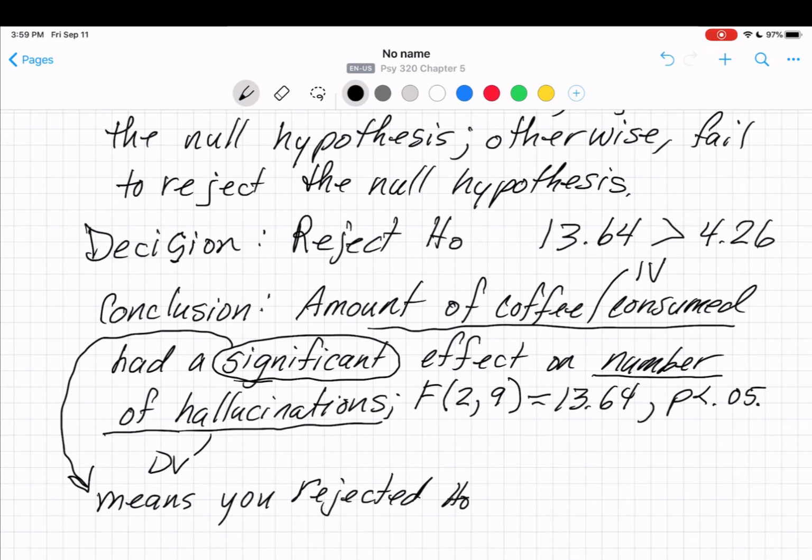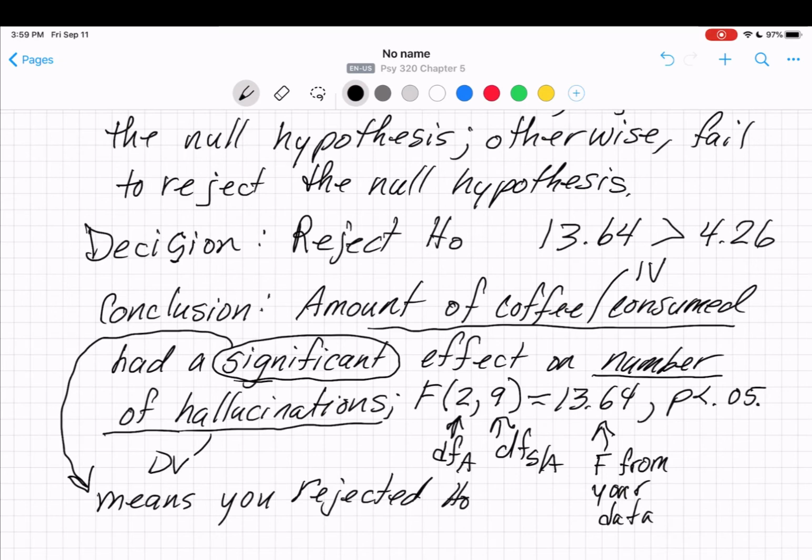All right, then we have the statistical information down here. The 2 is your degrees of freedom for A. The 9 is your degrees of freedom for S over A. The 13.64 is your F from your data. A lot of students get this mixed up and put 4.26 here, their critical value. You do not want to put F alpha here. You want to put the F value that you actually calculated from your data.